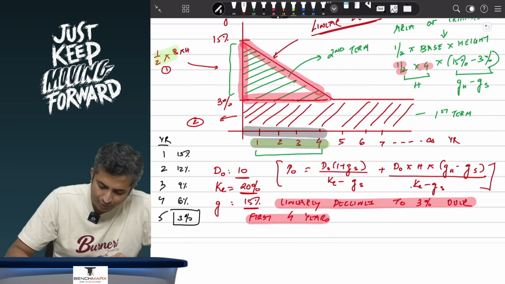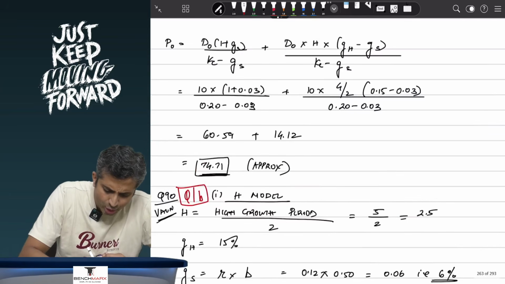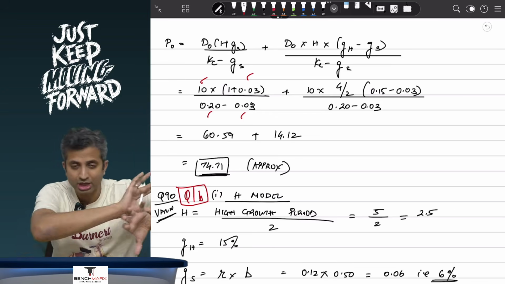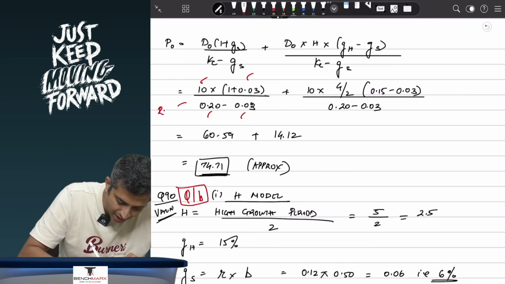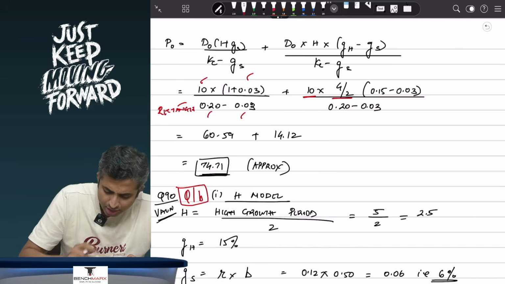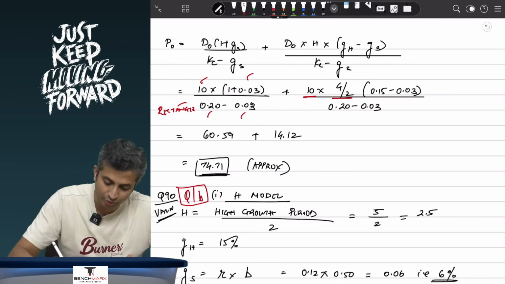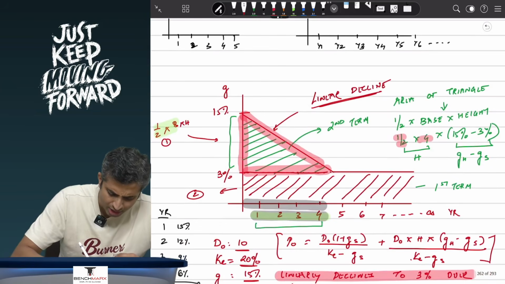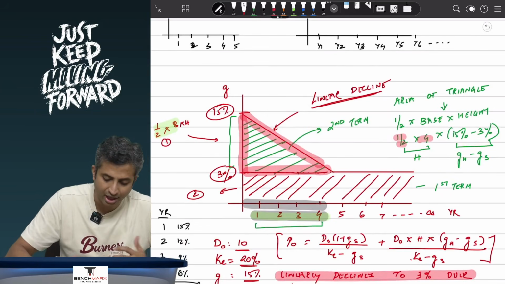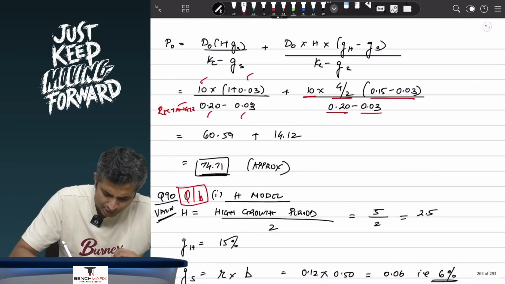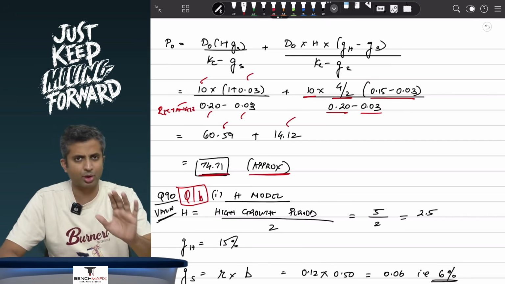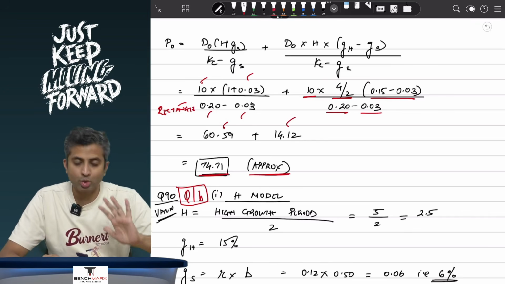So when you look at the formula, you will say that D0 into 1 plus g, this is 10 into 1 plus 0.03 upon 20 minus 0.03. This will give you the area of the rectangle below, and 10, that is D0, into 1 by 2 into, let's say, 4 years, into the height, which is 15 minus 0.03, divided by 20 minus 0.03. So this is 60.59 plus 14.12, which comes to around 74.7 approximately. This can be taken as a base to understand the H model.